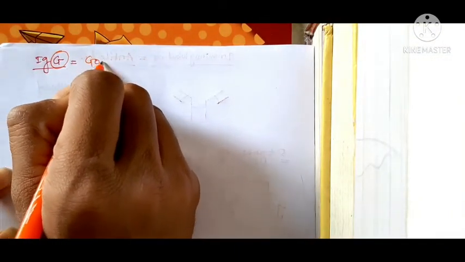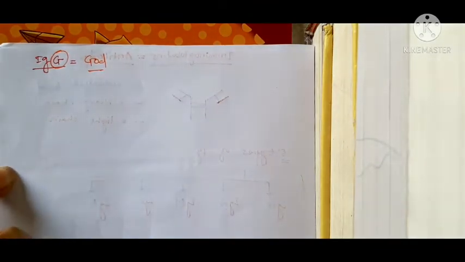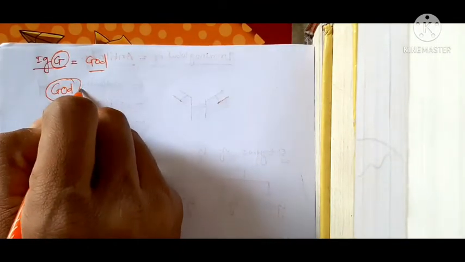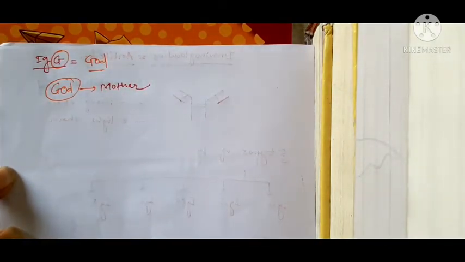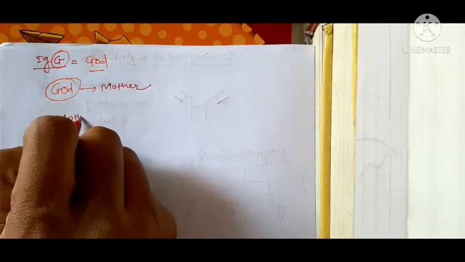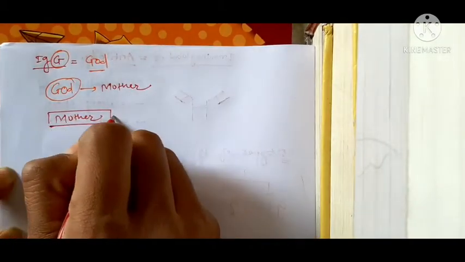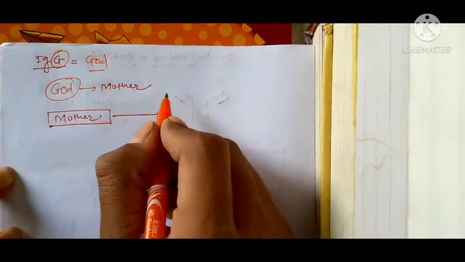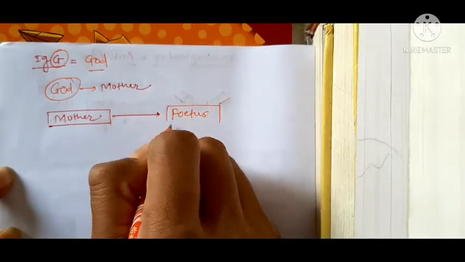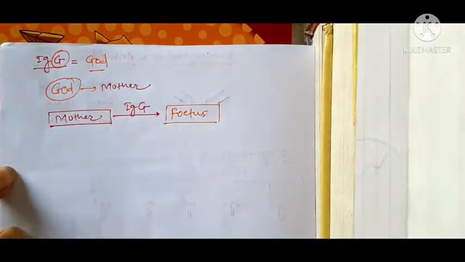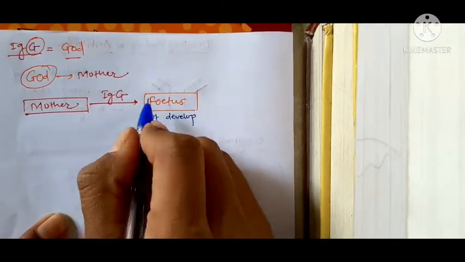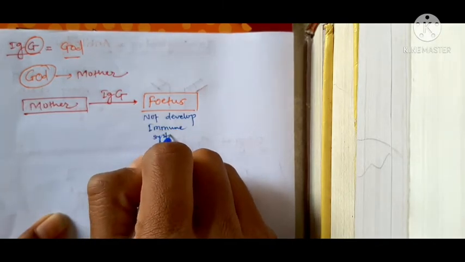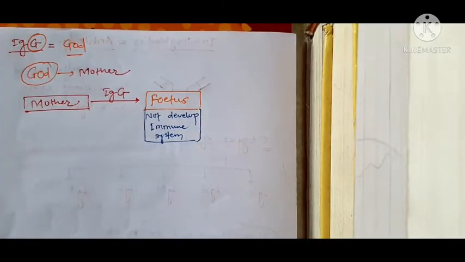So first is immunoglobulin G. You may recall that G is for God, and God means mother. So this immunoglobulin goes from mother to fetus. It is one of the immunoglobulins that goes from mother to fetus, immunoglobulin G. In the fetus there is no immune system developed. That's why this immunoglobulin helps us.